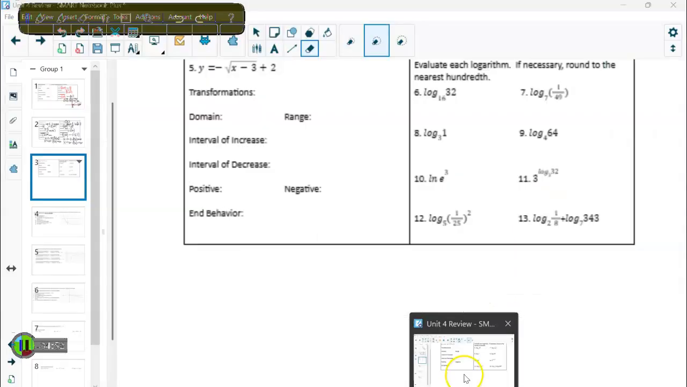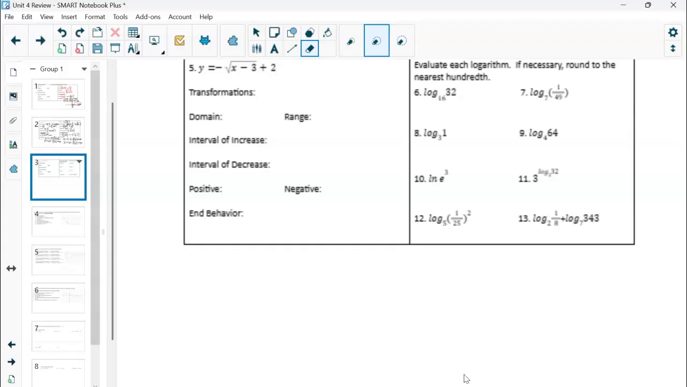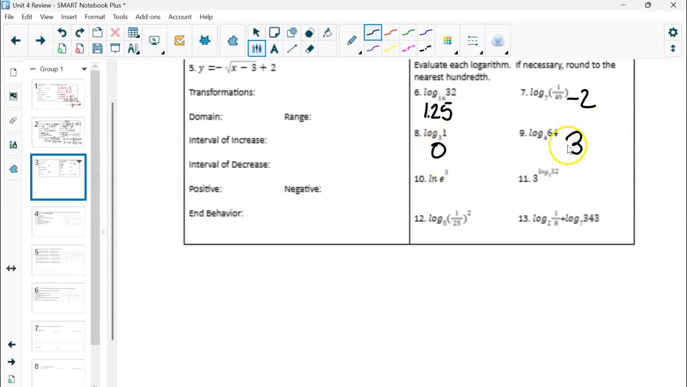So let me just give you the answers. So try them out by yourself. But the first one right here should be 1.25. Number 7 should be -2. Number 8 is 0. You get a 3 here. You get a 3 here.